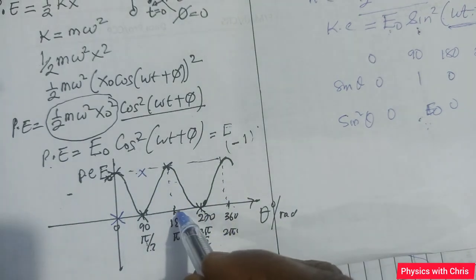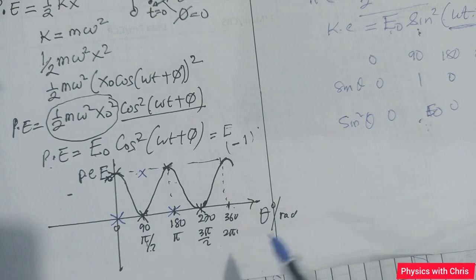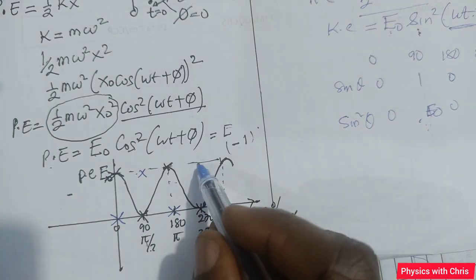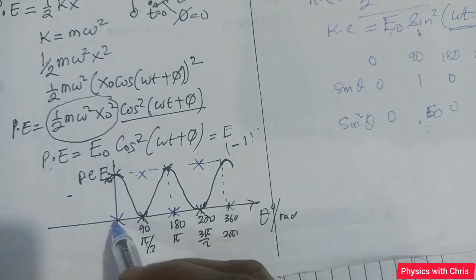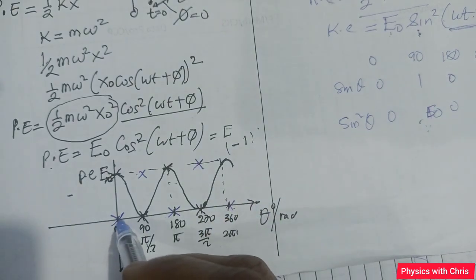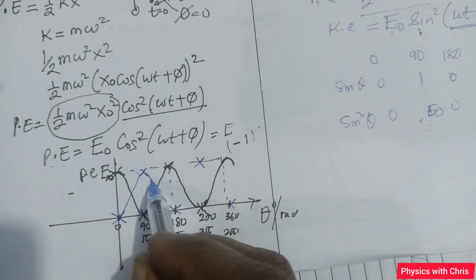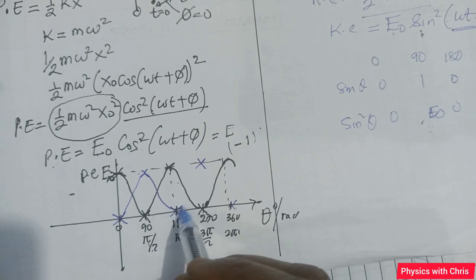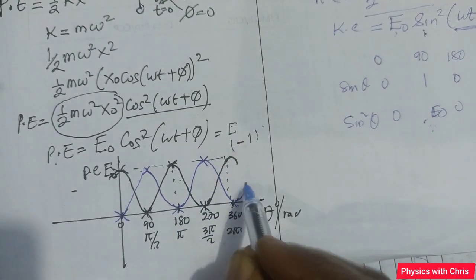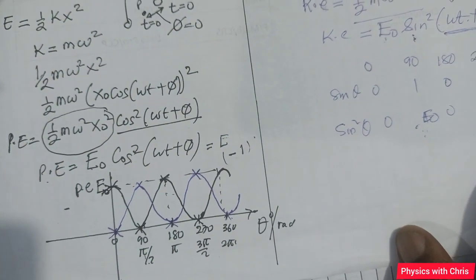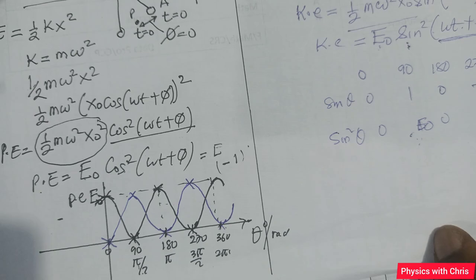For 180, that is 0. I plot that point. For 270, that is 1, which is my E naught. Mark this, and 360 gives me this. So this graph goes like this. This is the variation of the kinetic energy with the angular displacement. Alright, so this is how the energy varies.